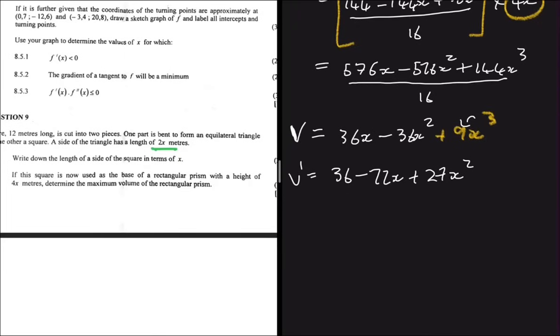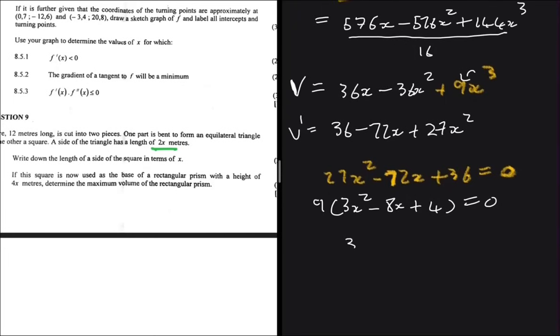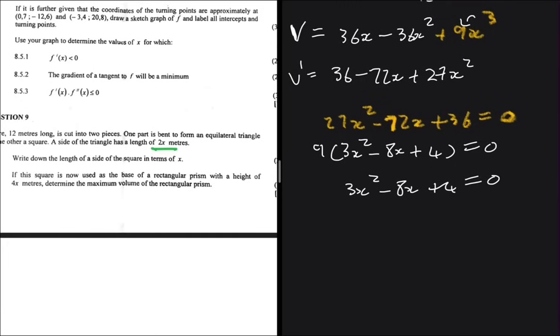So now we can equate that to 0. Let me write it nicely. We're gonna have 27x squared minus 72x plus 36 is equal to 0. If we take 9 as a common factor, we're gonna have 3x squared minus 8x plus 4 is equal to 0. So we can divide both sides by 9 and get 3x squared minus 8x plus 4 equals 0.